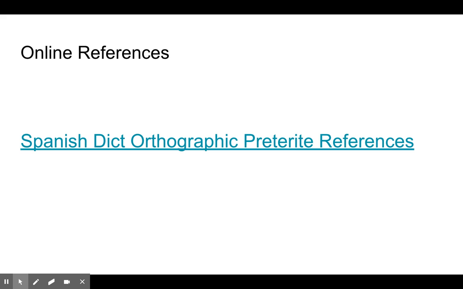This is an online link for SpanishDict orthographic preterite references, and you can also find other lists of verbs that change from I to Y as well on this.